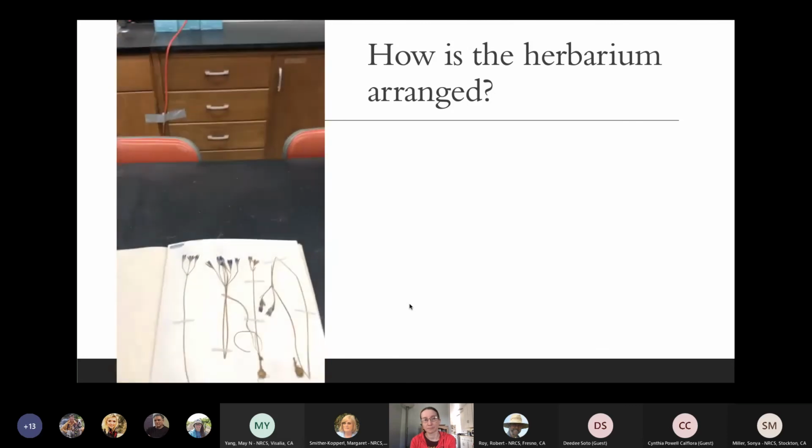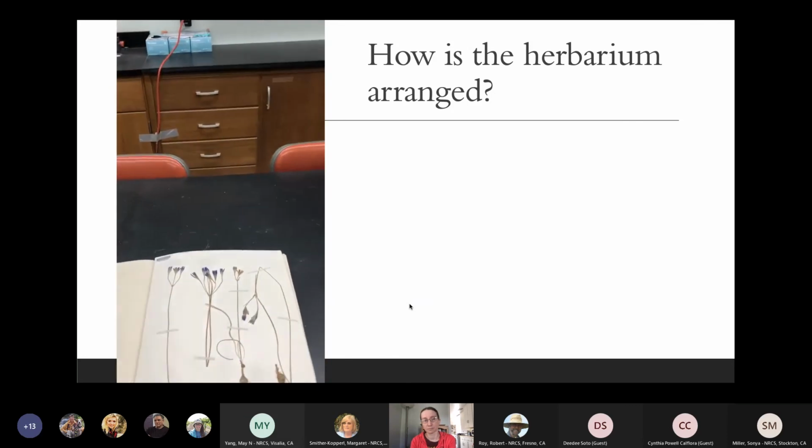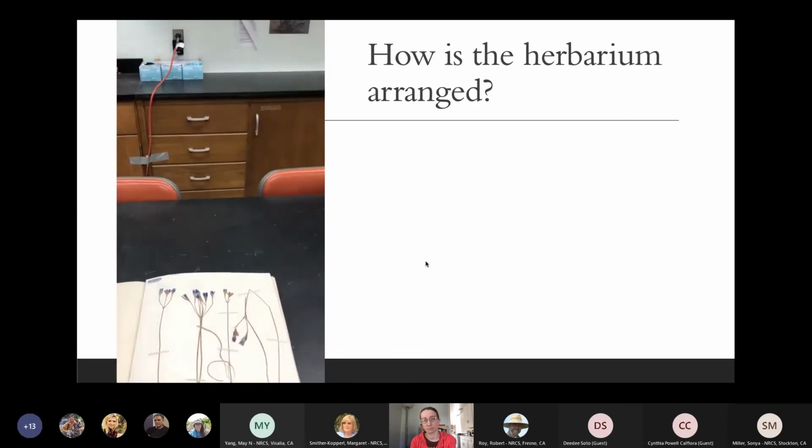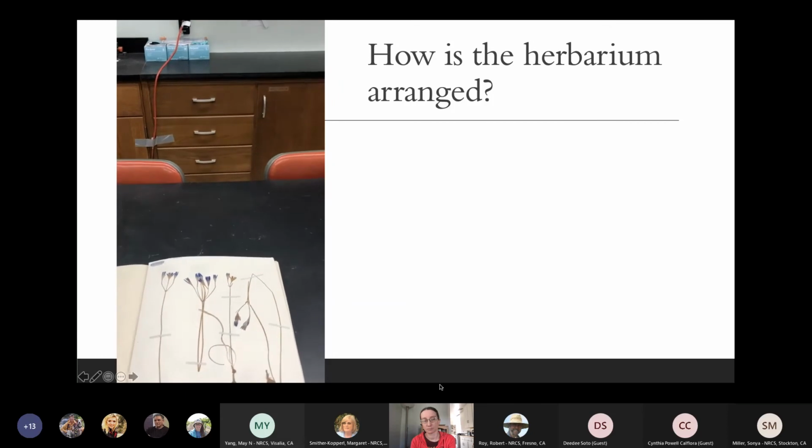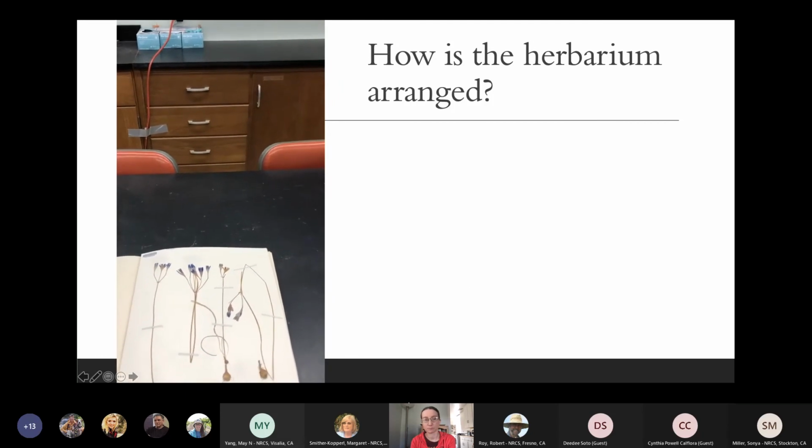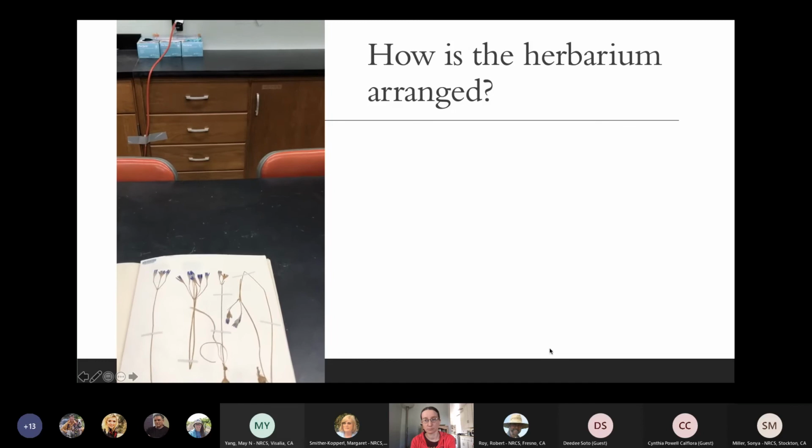So that is basically how the herbarium is set up. And these are the types of specimens we have here. Again, going for over 100 years of collections.